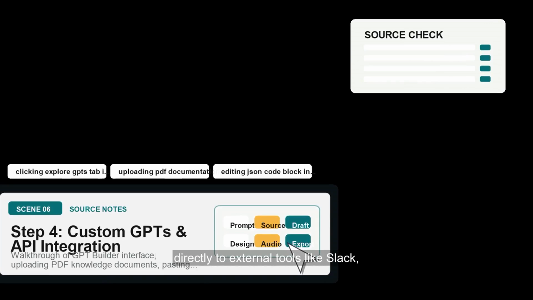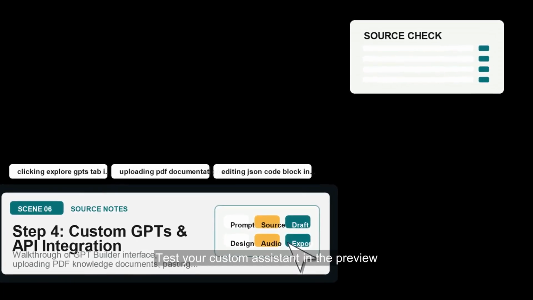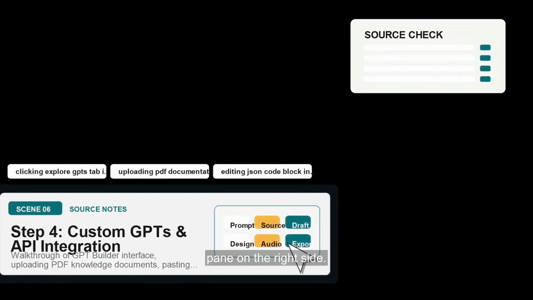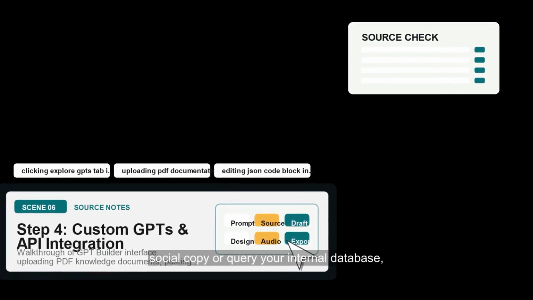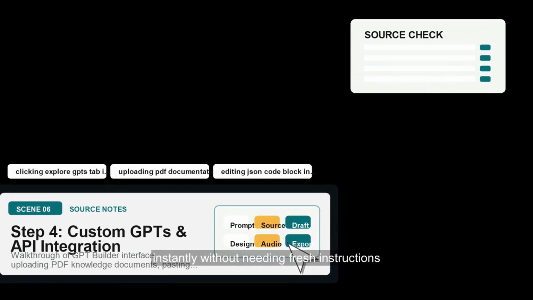This allows your custom GPT to connect directly to external tools like Slack, Notion, or Google Sheets. Test your custom assistant in the preview pane on the right side. Now, whenever you need to generate on-brand social copy or query your internal database, your specialized assistant handles it instantly without needing fresh instructions every single time.